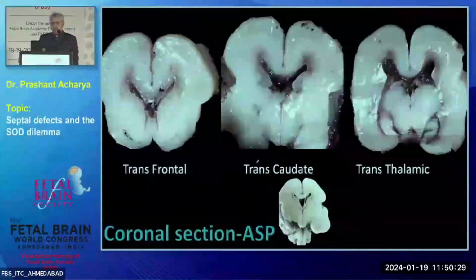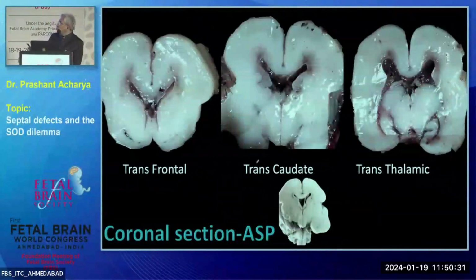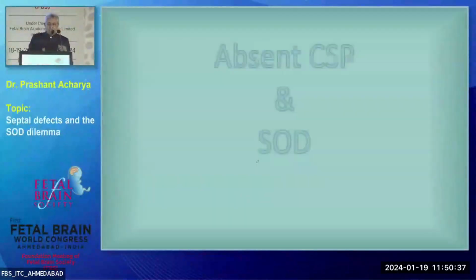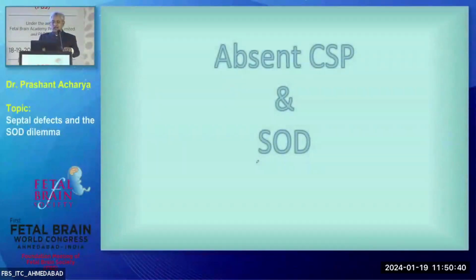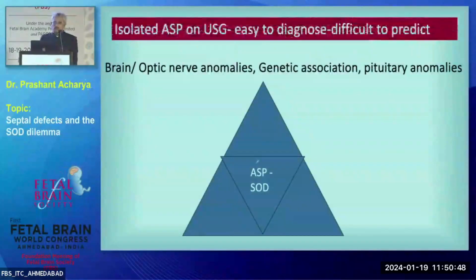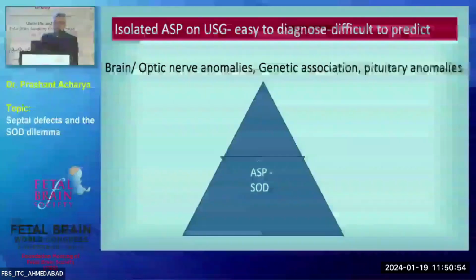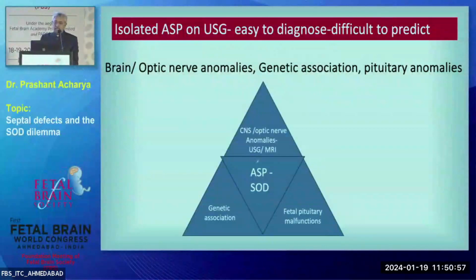In all the coronal sections, we are looking for the septum pellucidum defect, and that's the region we are going to discuss. Now, absent cavum septum pellucidum and septo-optic dysplasia. What is the relationship? How to prognosticate? If you read the books or references, it's considered a triad of combination. You may have brain or optic anomalies, then you may have a genetic association and possible pituitary anomalies.